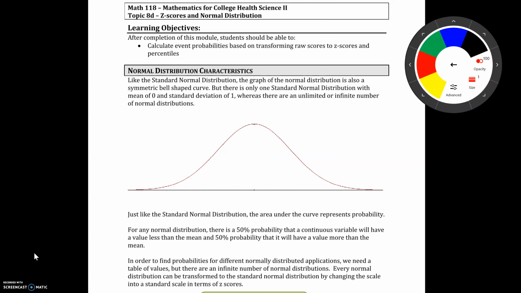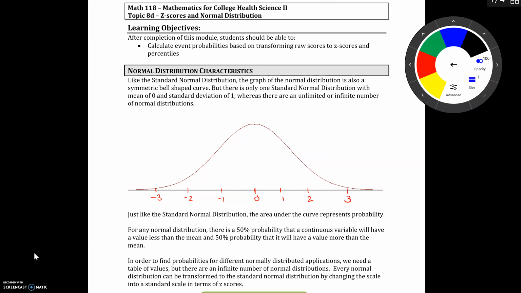So, if you remember in our 8B notes, we originally talked about z-scores for the normal distribution, and we were labeling our normal distribution curves with the values 0, 1, 2, and 3 on the right hand side, and -1, -2, and -3 on the left hand side. Okay, so that was for our standard normal distribution.